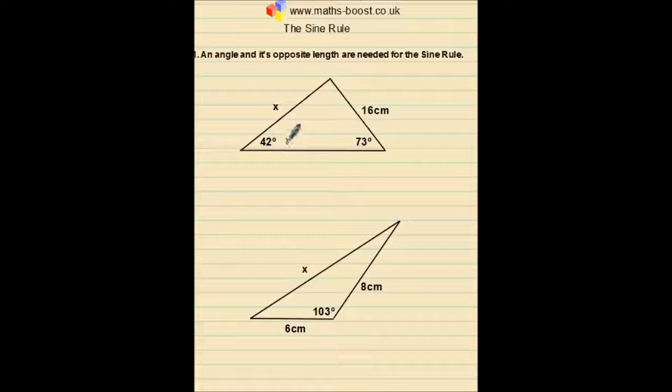In the first triangle, I know an angle and I know the length of the side opposite. So I have an opposite pair of information, so I can use the sine rule. In the second triangle, I know an angle, but not the length of the opposite side. I know a length, but not the value of the opposite angle. And again, I know this length, but not the value of the opposite angle. I can't make an opposite pair, so I can't use the sine rule.